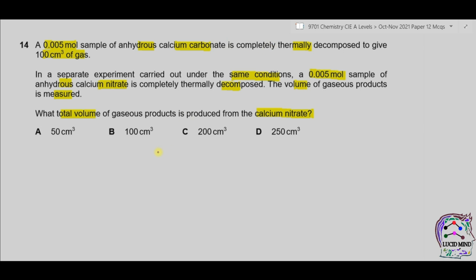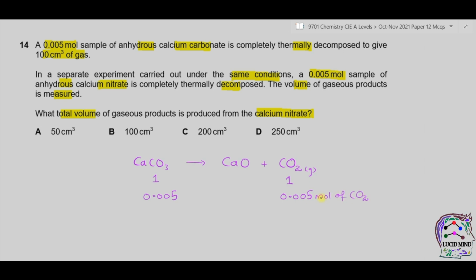First one is calcium carbonate. We can use the equation CaCO3. It is thermally decomposed to form calcium oxide and the gas will be carbon dioxide. Now from the balanced equation we can see that 1 mole of calcium carbonate forms 1 mole of carbon dioxide. So therefore 0.005 moles of calcium carbonate will form 0.005 moles of carbon dioxide gas.